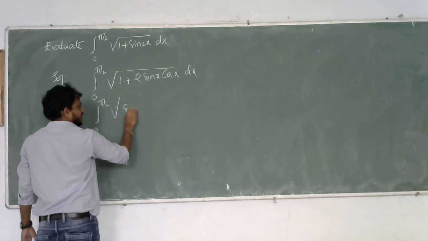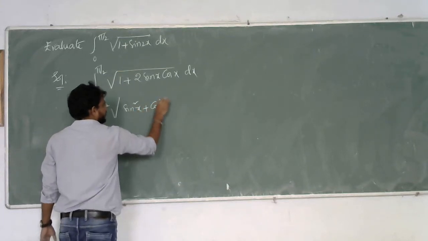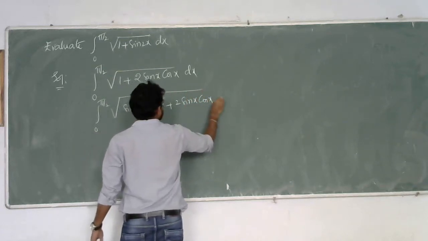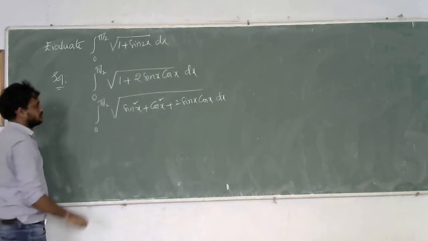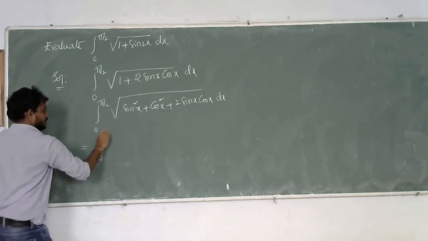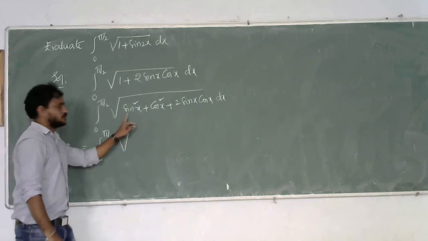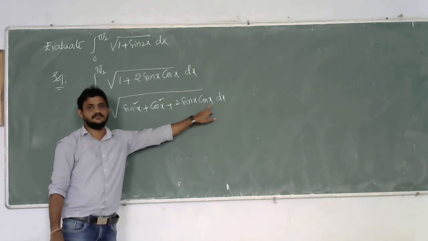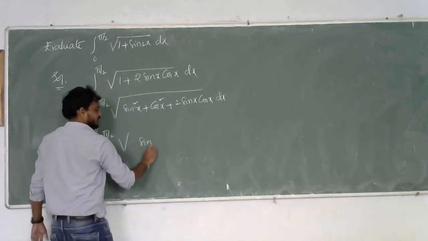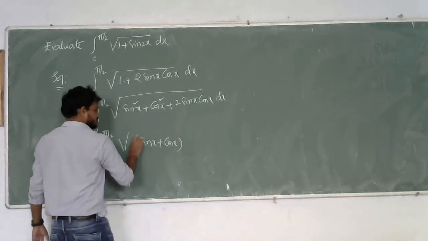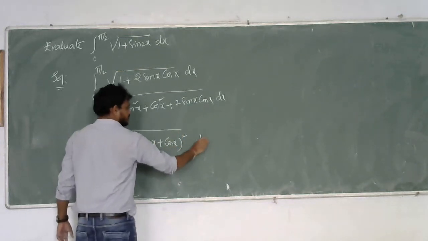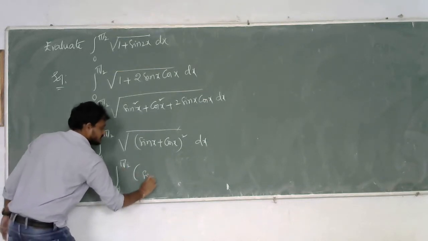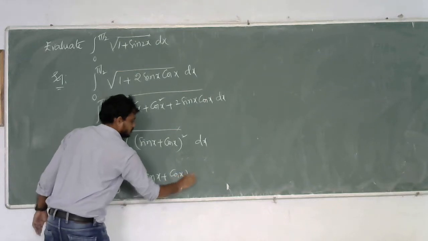We can write that 1 as sin square x plus cos square x, plus 2 sin x cos x, into dx. That equals integral 0 to pi by 2 of square root of, and if you observe this, it is in the form of a square plus b square plus 2ab, which is the expansion of (a plus b) whole square. That is (sin x plus cos x) whole square into dx. The square root gets cancelled, so you get integral 0 to pi by 2 of (sin x plus cos x) dx.